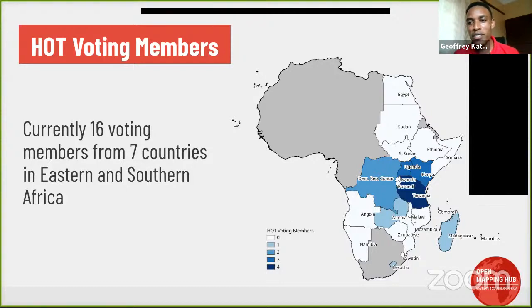One of the other things we really want to see grow is local leadership within the OpenStreetMap movement and ecosystem. Within HOT we have the HOT voting members, and currently we have 16 voting members from the region, but they only come from 7 countries. We want to see this number grow bigger, so that voices from the region can take part in decision-making in what happens within the OpenStreetMap movement, not only as HOT voting members, but also within the OpenStreetMap Foundation.